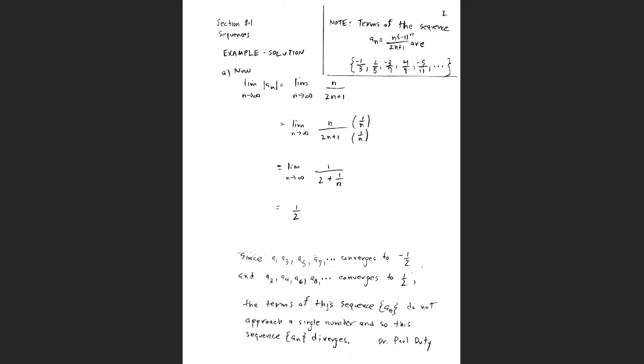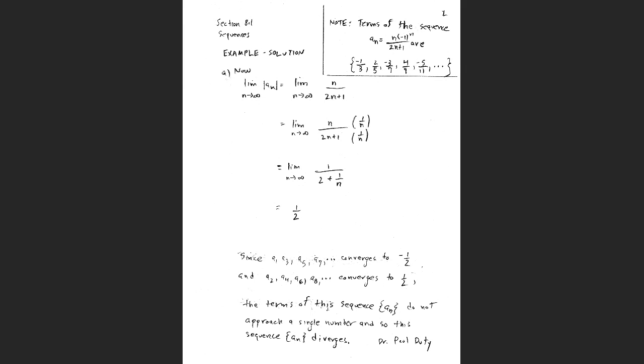All you're doing is saying that for this sequence, this part of the sequence, n over n plus 1, that's going to approach a half when n is large.